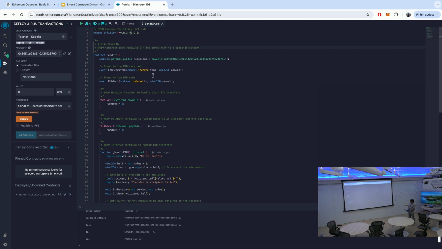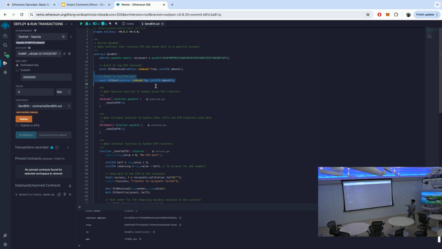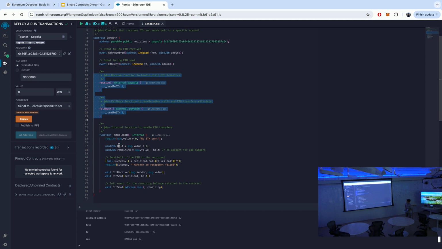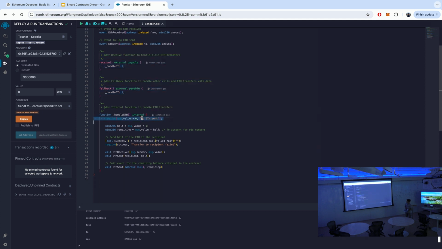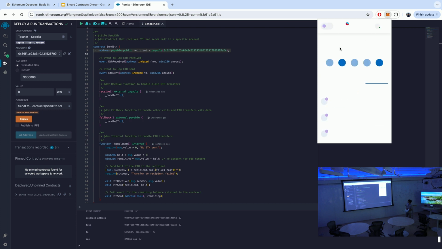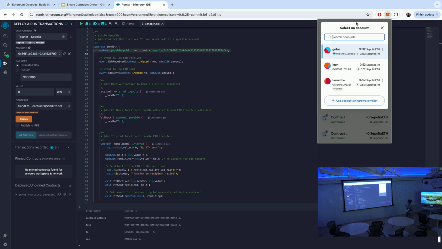Okay, yeah. So these are just a couple of events, ETH received and ETH sent. The purpose of this is that whenever ETH is sent to the smart contract, this handleETH function is going to be called. All this handleETH function requires is that you send some amount of ETH. Then half of the ETH that's sent is going to be sent again to this person, the recipient. And this recipient is this address, which, if you look at my MetaMask, is just this guy right here, this address.